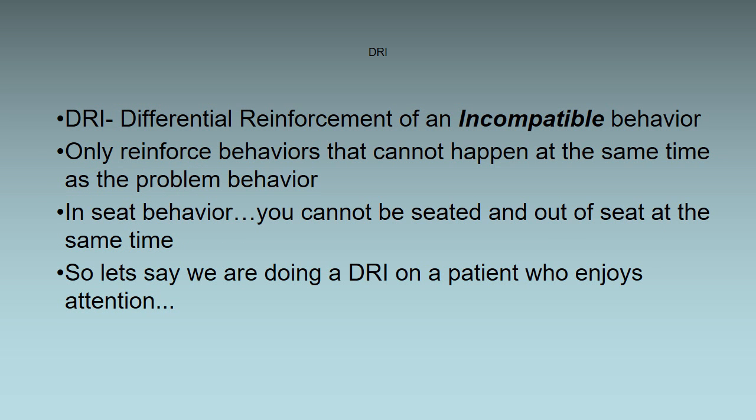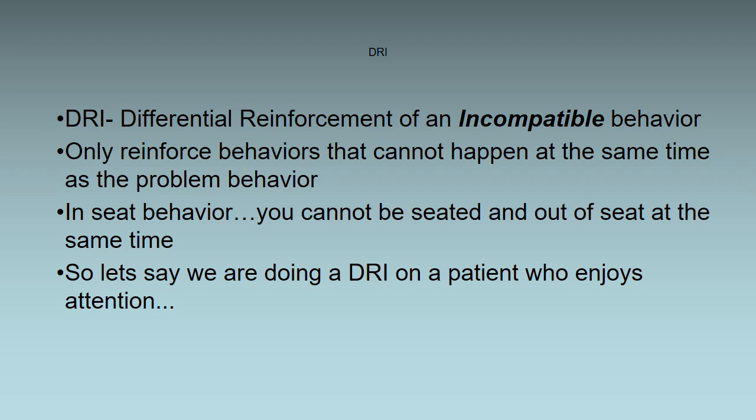Another type of differential reinforcement is called DRI. This is differential reinforcement of an incompatible behavior. We're only going to reinforce behaviors that cannot occur at the same time as the problem behavior. For example, if we're looking at in-seat behavior, you cannot be seated and out of seat at the same time.